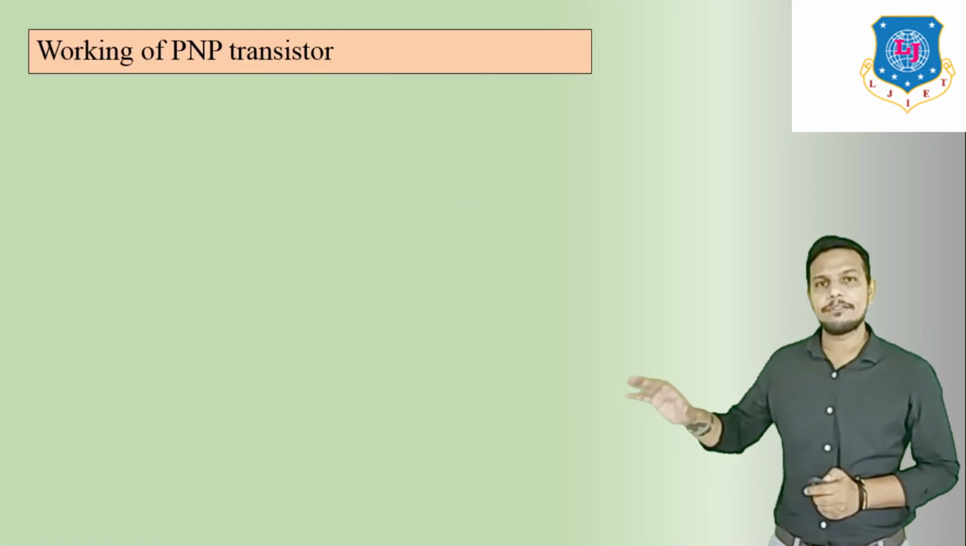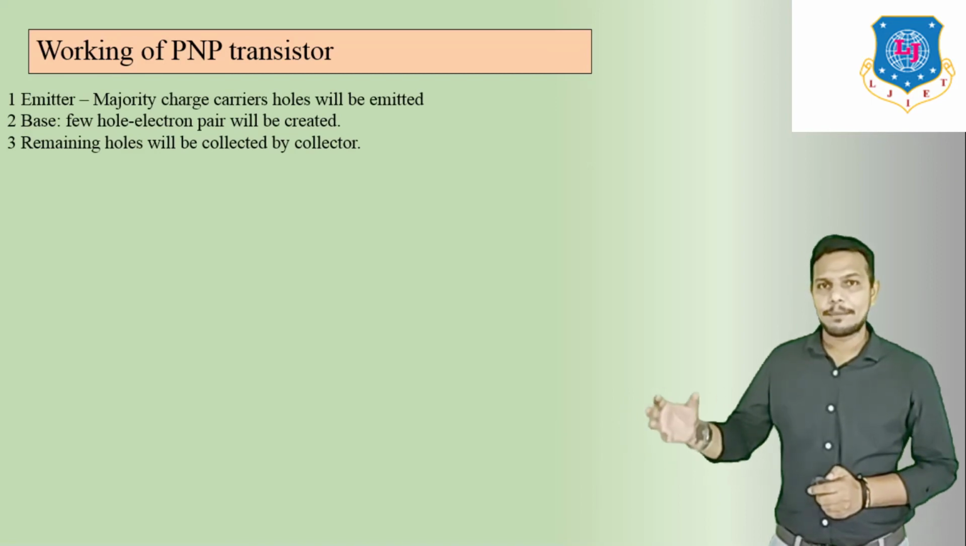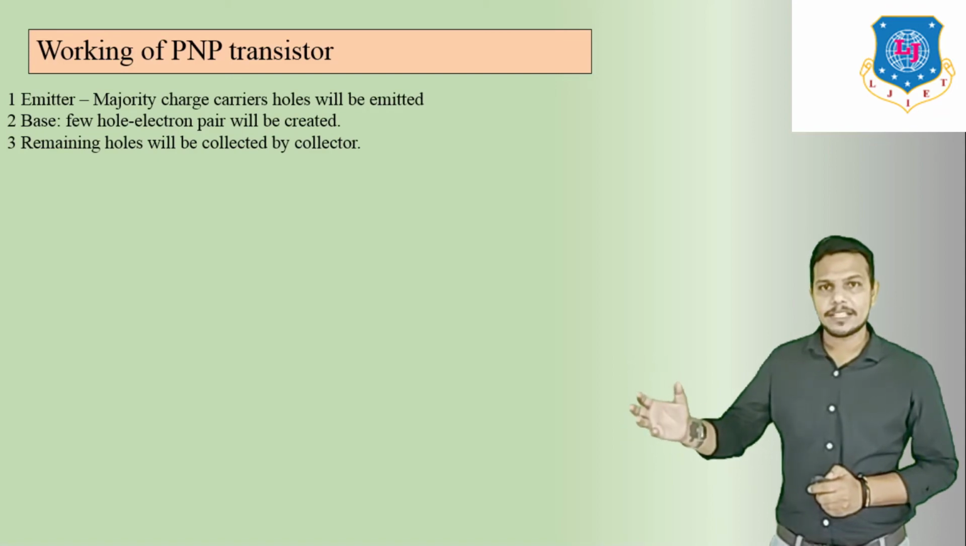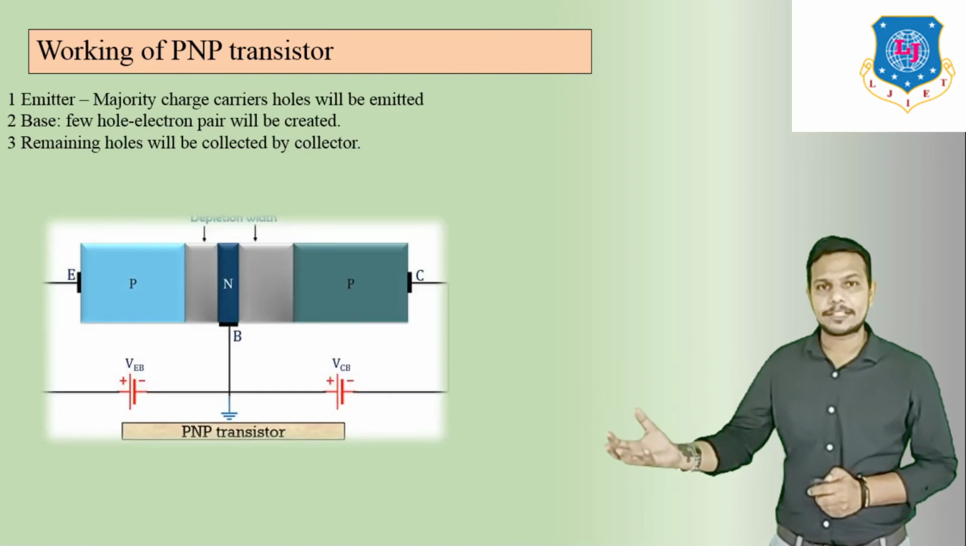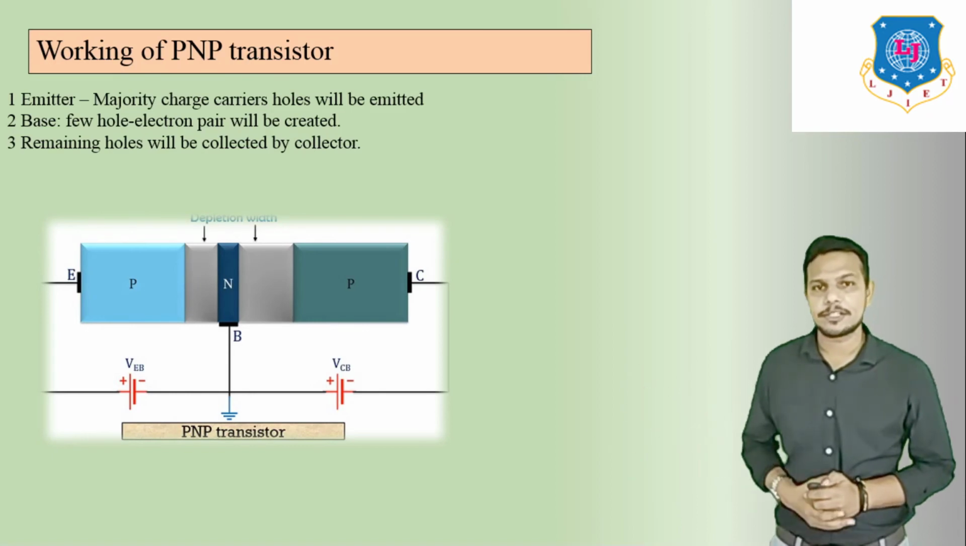Now here we can see the working principle of the PNP transistor. Similarly, the emitter's majority charge carriers, holes, will be emitted; in the base a few hole-electron pairs will be created, and the remaining holes will be collected by the collector side. Here we can see this is the construction of the PNP transistor.